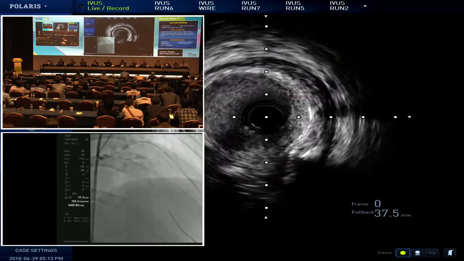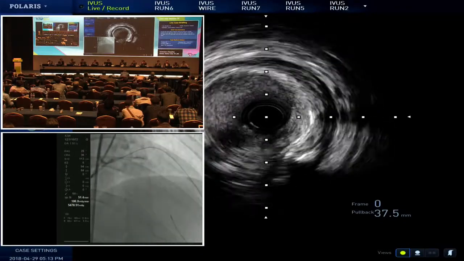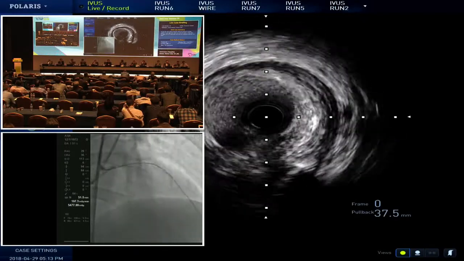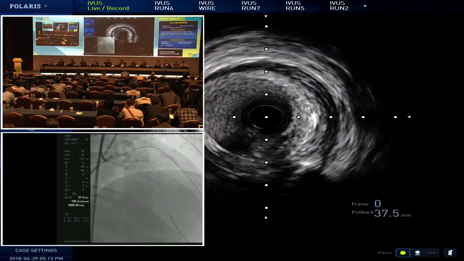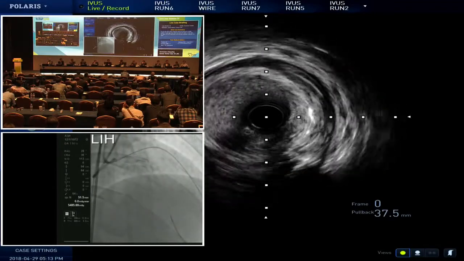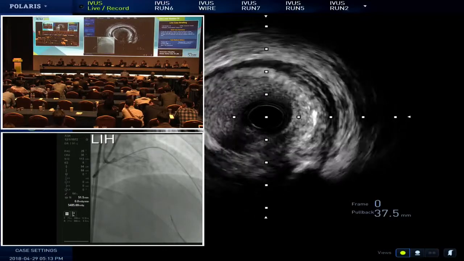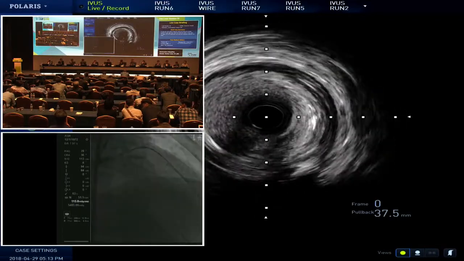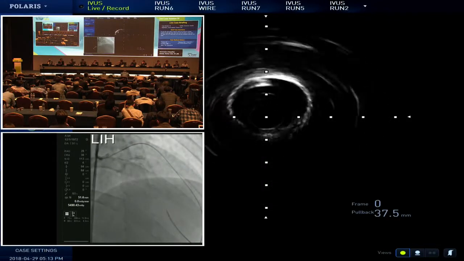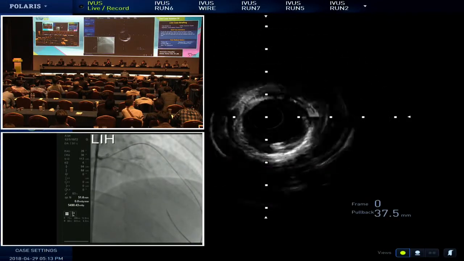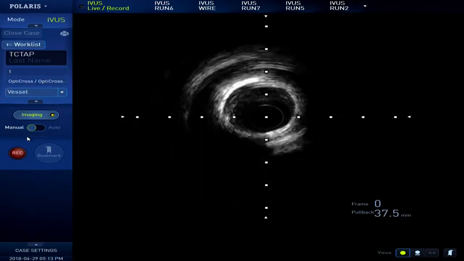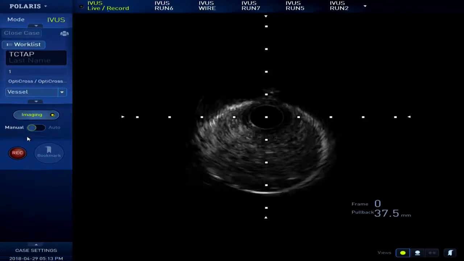Lumen is around 3 here. However, adjust to the distal vessel size: 2.5, 38, or a longer one. Okay. I think the diagonal branch is widely open, so wiring is not necessary, I think.